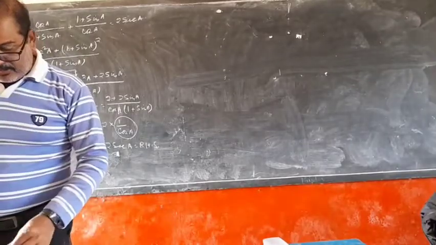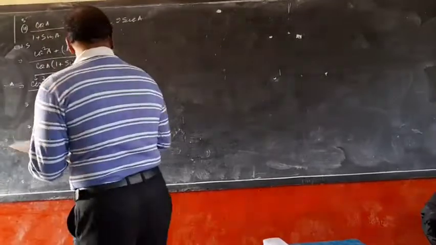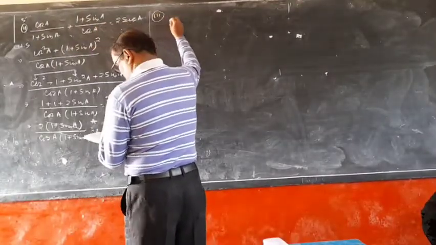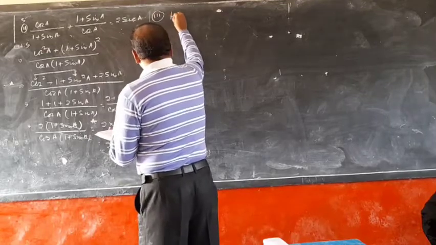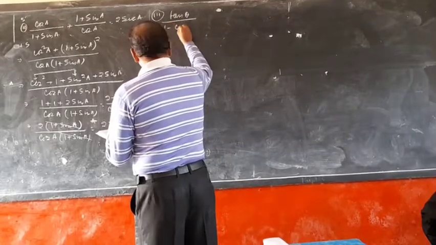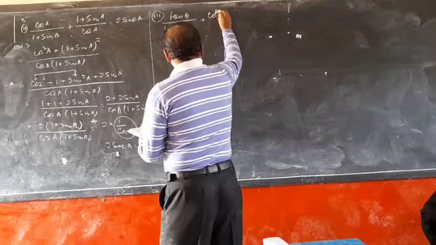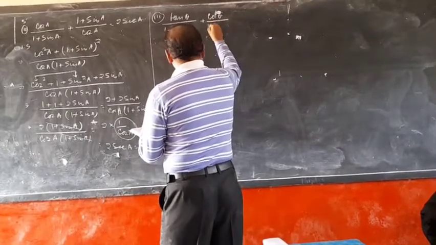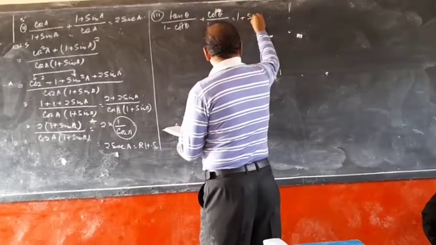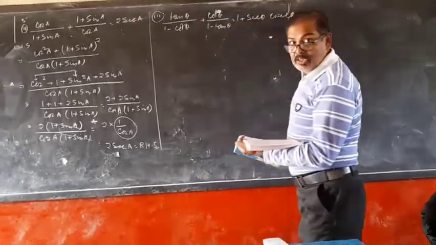Now after that I am going to take one more question. This is a board model question, question number 3. It is a big one. This question number 3 has come many times in your board examinations. Tan theta upon 1 minus cot theta plus cot theta upon 1 minus tan theta is equal to 1 plus sec theta cosec theta. Now this point is being taken in the camera.